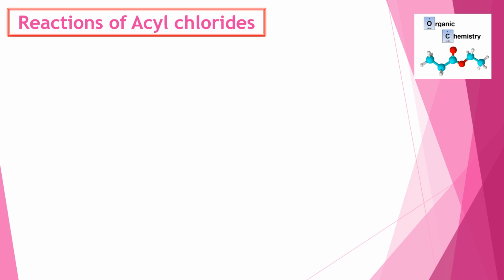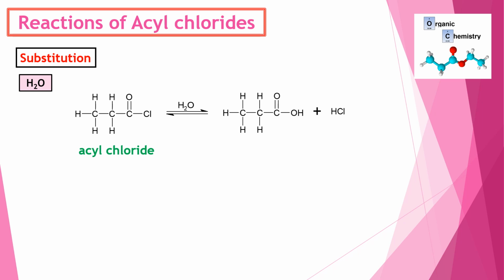Okay, so first let's look at the substitution reaction with water. So when we add water to the chlorine here on the end of this carbonyl group, what's going to happen is the OH from water is going to replace the chlorine, and then the chlorine is going to bond with the extra hydrogen from water to make hydrochloric acid, which is over here on the right. Because we've replaced the chlorine with an OH, we get a carboxylic acid.